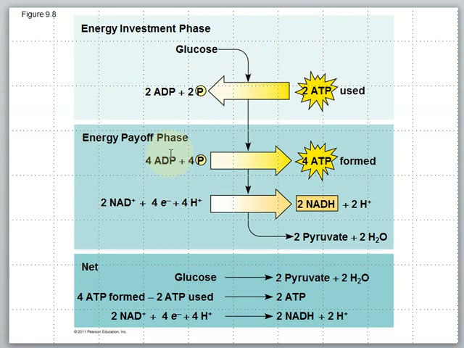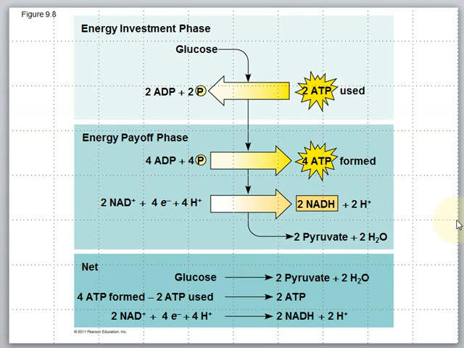Using some ADP and phosphorus groups that are already present in the cytoplasm, then we get to the energy payoff phase where we have 4 ATP that are formed. So we used 2 and we created 4, so in the end we only have created 2 net. And then we also have NAD plus, which is our electron carrier. Remember our bucket that carries our electrons? It grabs some of the electrons and becomes NADH. And then we have some positive protons here as well. And then we have the two pyruvate molecules and some water.